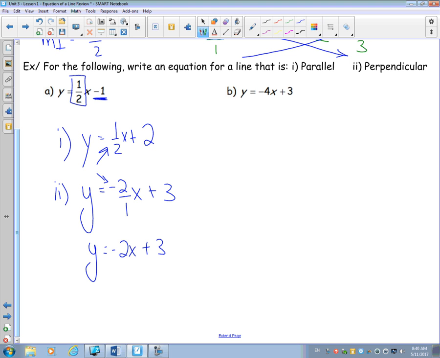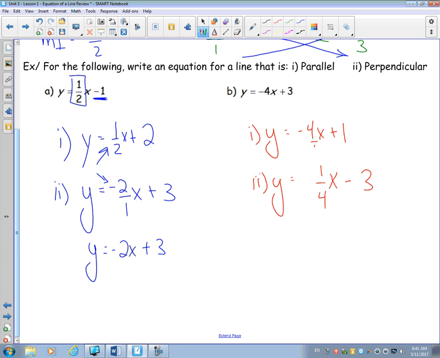And you try the next one. Something parallel means I need the same slope. That's easy enough. Something perpendicular, I need the negative reciprocal, so I flip it over. Remember there's a little 1 underneath there. I make it positive because it was negative, and I pick some other number.